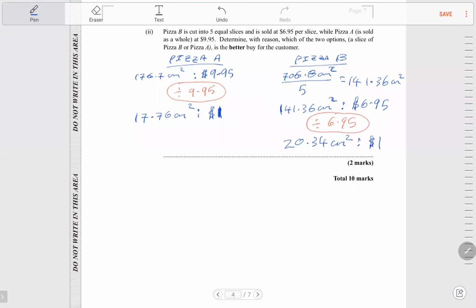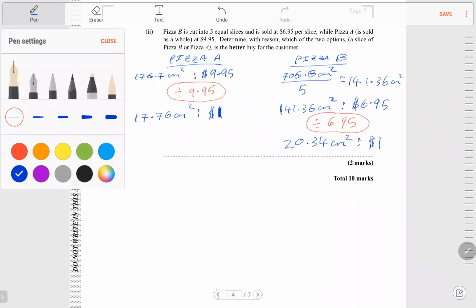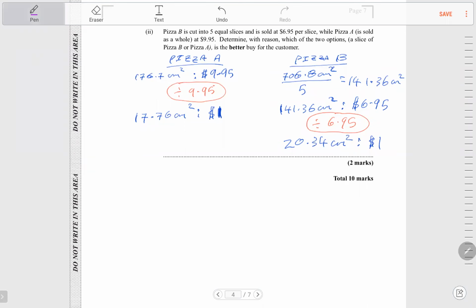So therefore, this one is the better buy.